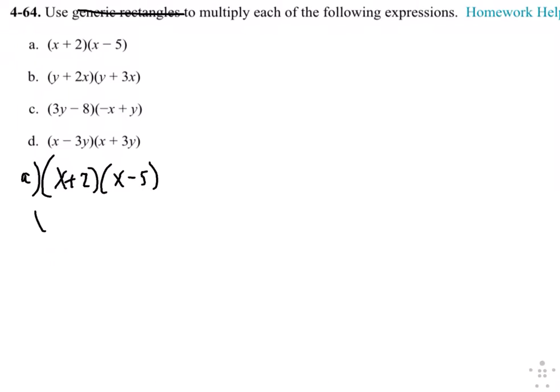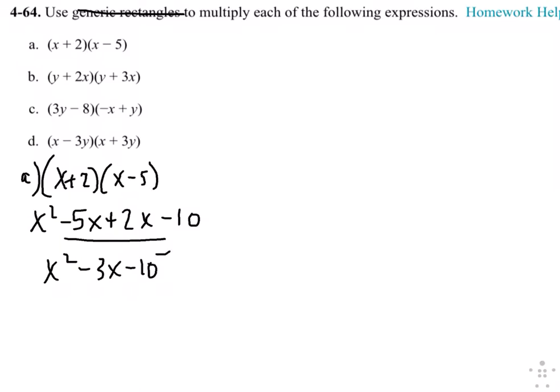So x times x is x squared. x times negative 5 is negative 5x. Now the 2 times x is 2x. 2 times negative 5 is negative 10. And we have like terms, x squared minus 3x minus 10.